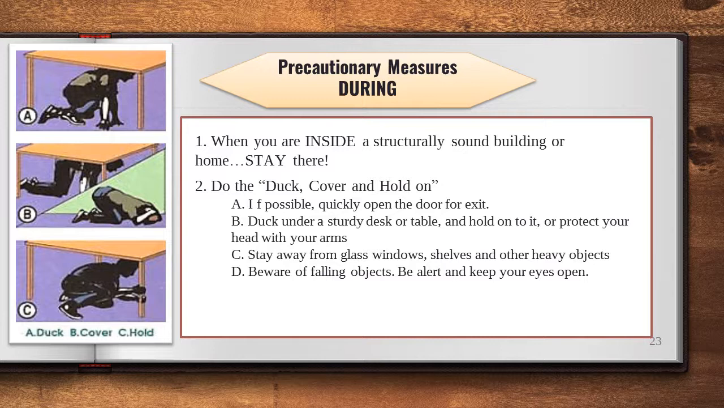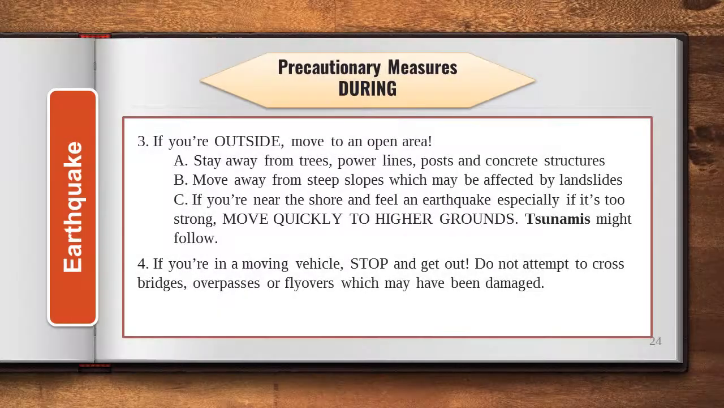You can see here in the picture on the left, letter A is to duck under the table. In letter B, you can see the man covering his head. And in letter C, you can see that he is holding where? On one leg of the table. Make sure that the table can protect you, right? So those are just some things that we can do during an earthquake.